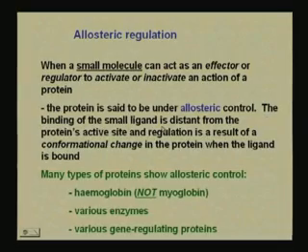The binding of the small molecule is distant from the protein's active site, and regulation is a result of a conformational change in the protein when the ligand is bound. Okay? There are many types of proteins that show allosteric control, for example, hemoglobin, not myoglobin. Myoglobin is a single chain protein that also binds oxygen, but it does not show any allosteric control, primarily because it is not multi-subunit, it just has a single polypeptide chain. There are other various enzymes that show allosteric control, and there are the gene regulating proteins that also can show allosteric control.